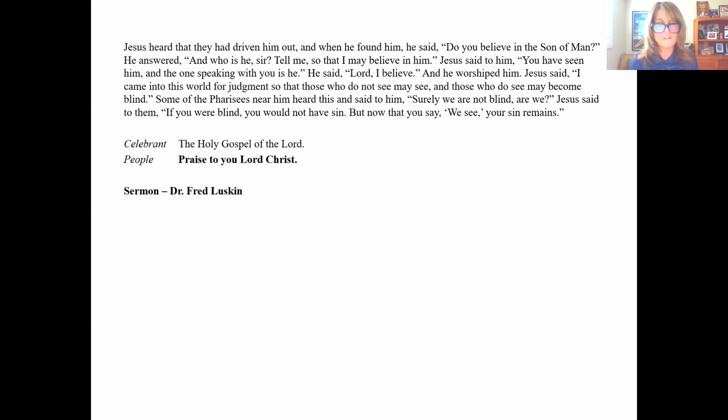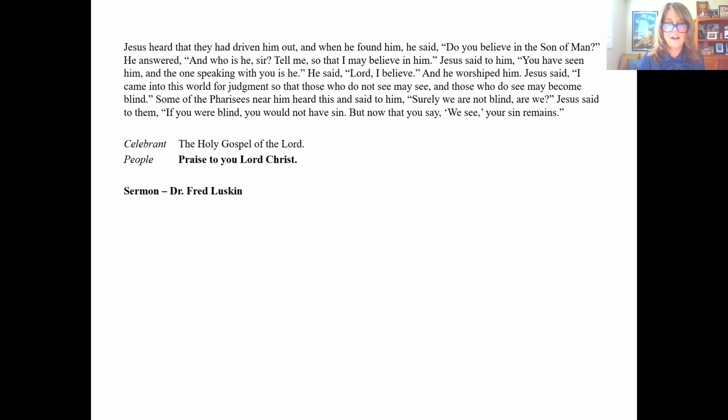Jesus heard that they had driven him out, and when he found him, he said, do you believe in the Son of Man? He answered, and who is he, sir? Tell me, so I may believe in him. Jesus said to him, you have seen him, and the one speaking with you is he. He said, Lord, I believe, and he worshiped him.